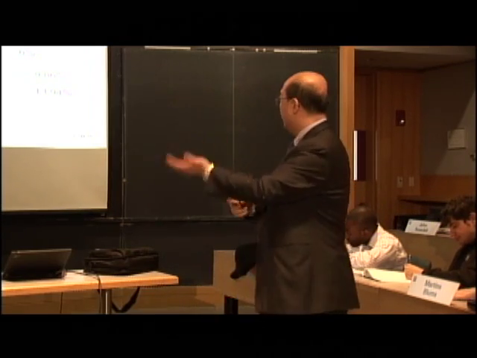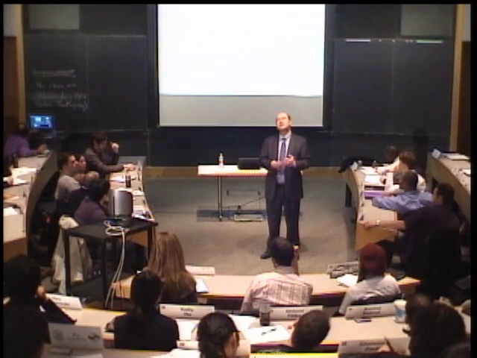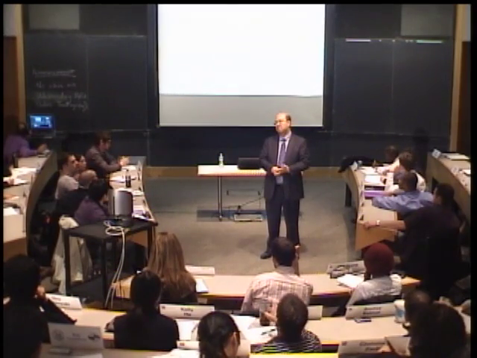Okay, so now let's get back to the example. Microsoft is a lot more risky than the market. It's about 49% more risky according to this measure. On the other hand, Gillette is actually less risky than the market. Now, do you guys buy that? Does that pass the smell test? Does that make sense? Why? What's the intuition for that?